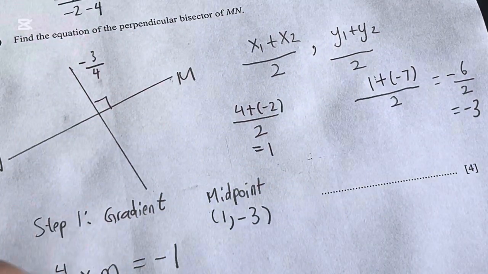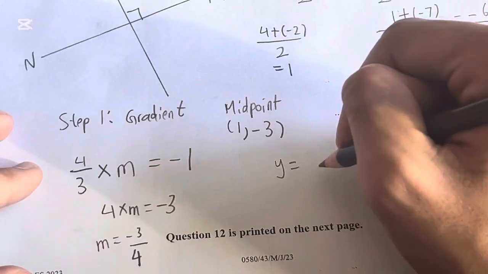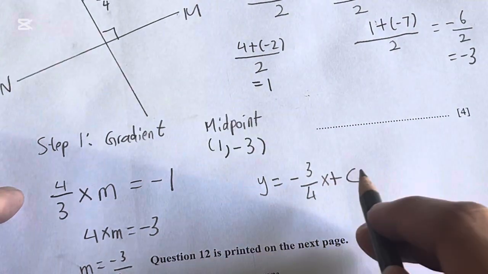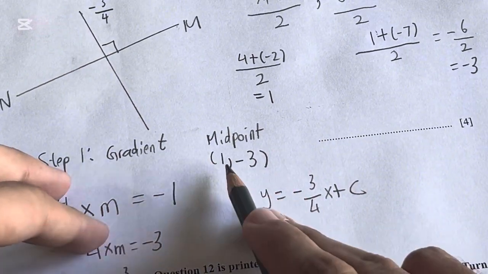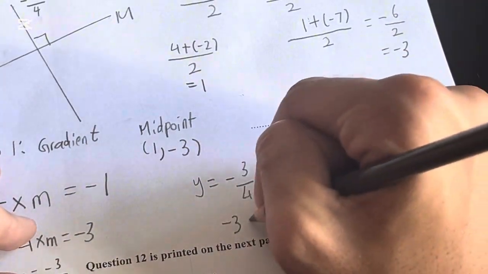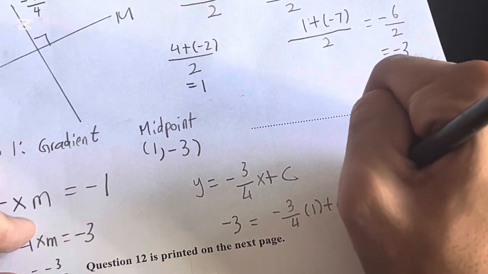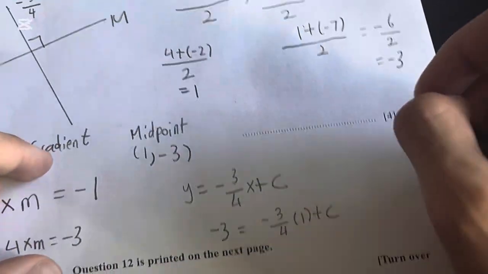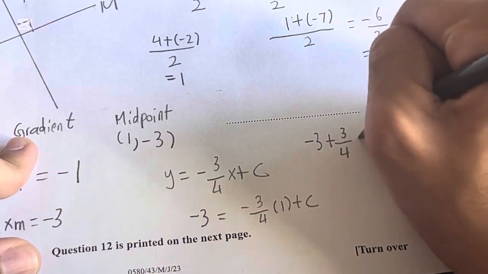Okay, so now I'm going to write the equation of our line. y equals negative 3 over 4 x plus c. And to work out the y-intercept, we're just going to sub in our values of 1 and negative 3 into this equation. So since x is 1 and y is negative 3, we're going to get negative 3 equals minus 3 over 4 multiplied by 1 plus c. Now, in order to get c on its own, we just add 3 over 4 on both sides. So minus 3 plus 3 over 4 equals c.